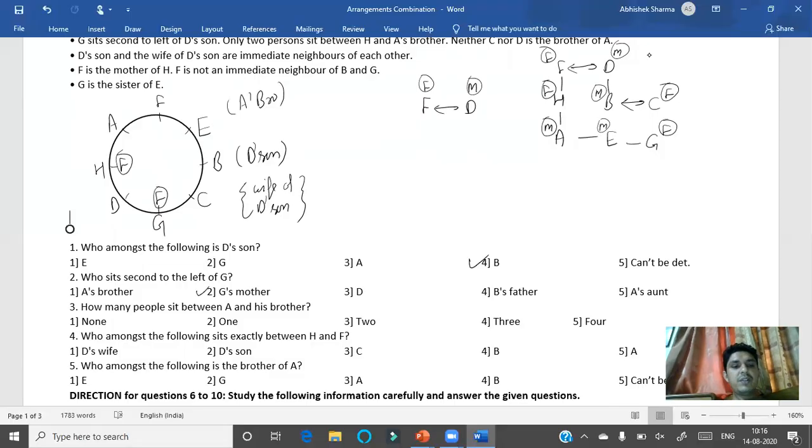Thereafter, question number 3. How many people sit between A and his brother? So between A and A's brother, only one person. So the answer will be 1.